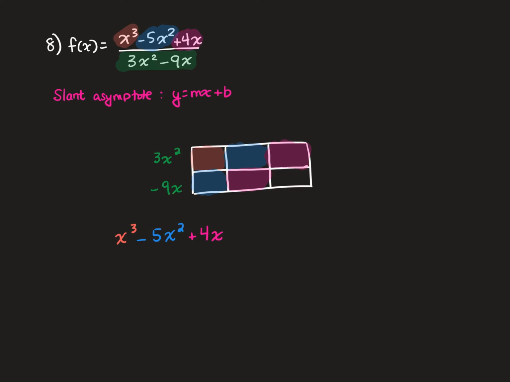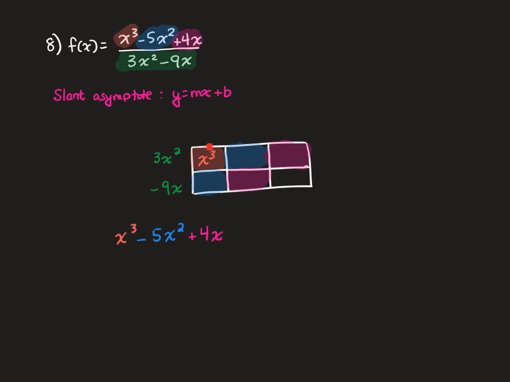So to start the whole process out, I take the first term from my numerator, which is x cubed, and I put it inside my box. Now I have to ask myself, I know this side of my rectangle is 3x squared, this little piece right here.